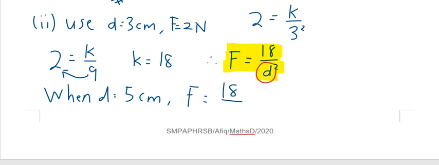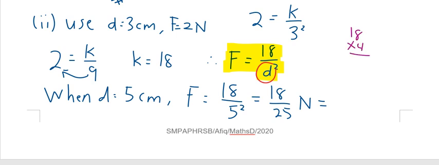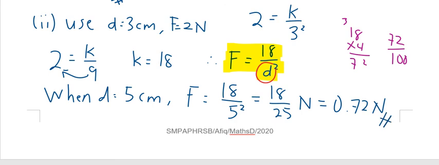Your D will be substituted into 5 square. So 18 out of 25 Newton. But here it's up to you. You can change the fraction into decimals. So if you use your calculator, you can have 18 out of 25, which is 18 times 4, 72 over 100. So when you have 72 over 100, it is actually 0.72 Newton. So this is your final answer.